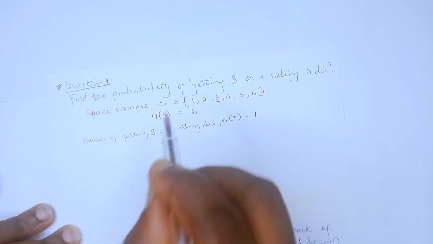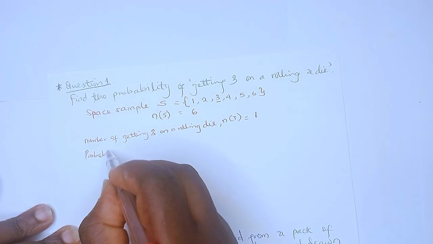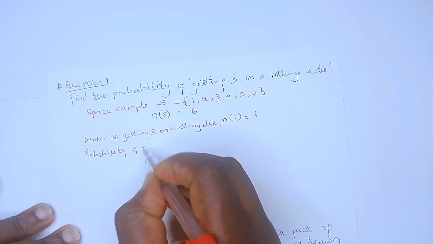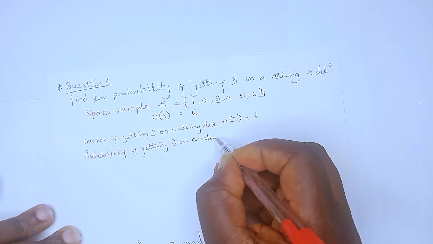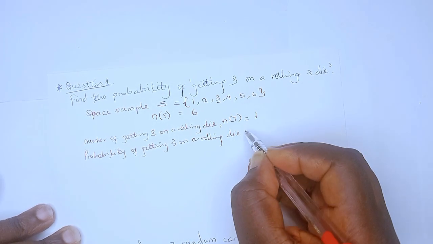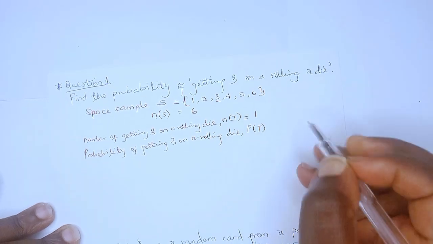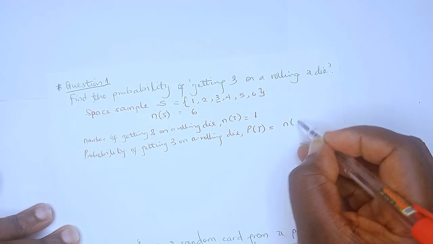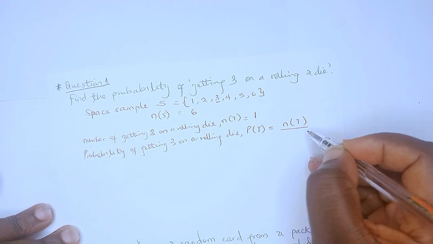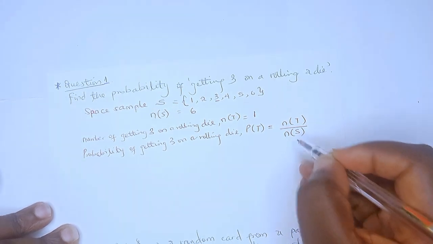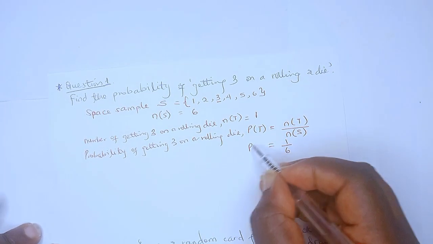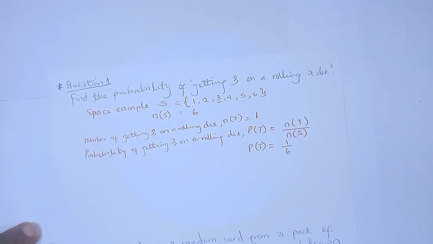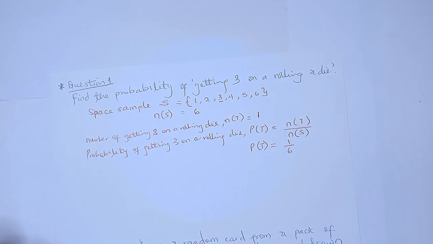Now, the probability of getting 3 on a rolling die, which is P(T), is going to be equal to the number of outcomes of getting a 3 over the total number in the sample space, right? So this is equal to 1 all over 6. So the probability of getting a 3 is equal to 1 over 6. Very simple. Once you can do this, I guess you'll be able to solve any question that comes your way.